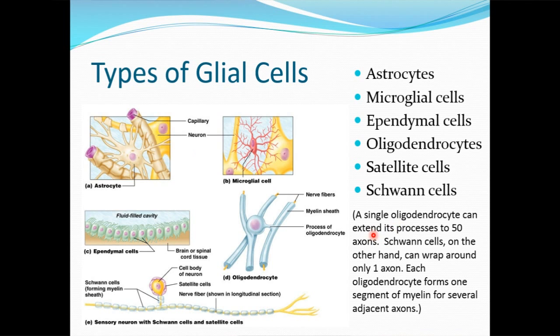And just for interest's sake, a single oligodendrocyte can extend its processes to 50 axons, whereas Schwann cells, on the other hand, can wrap around one axon only. Each oligodendrocyte forms one segment of myelin for several adjacent axons. So you have a group of axons, and the oligodendrocyte will cover a group of them, whereas a Schwann cell will only cover one axon.